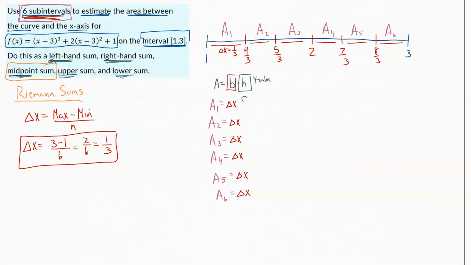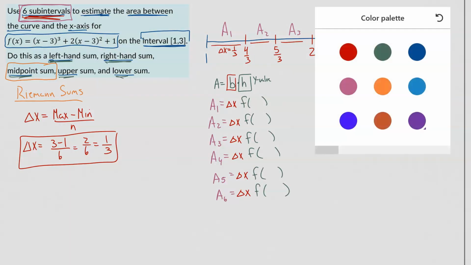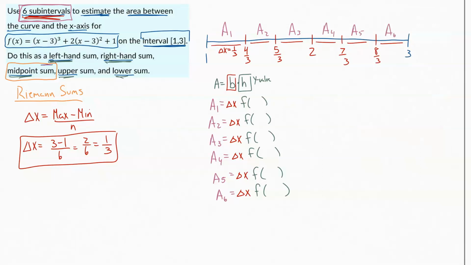That's where these problems shift up. So we're going to do f of, and then f of. This is where things get super fun on this one, because here we are talking about a midpoint sum.